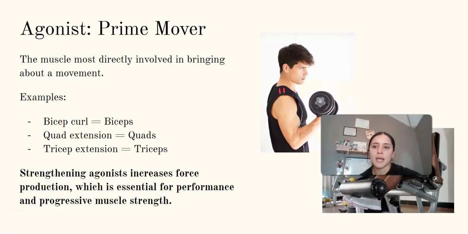Touching on the agonist again, which is our prime mover, the muscle that's most directly involved in bringing about movement. For example, again in our bicep curl, the biceps brachii would be our agonist because it flexes the elbow. Strengthening the agonist muscles specifically can improve force production and performance, which is important in athletic settings and general fitness. In programming, we need to structure certain days where we target the agonist muscles directly through controlled or isolated movements.